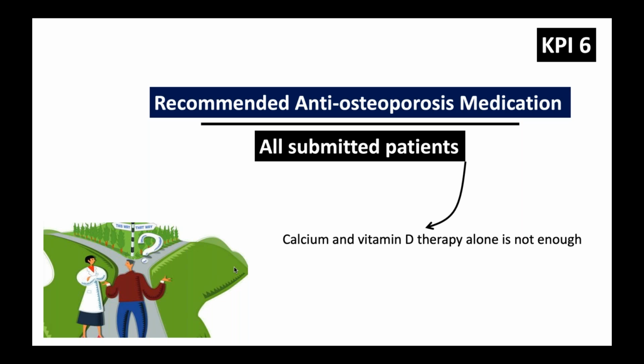So the next one is how many people are actually going to get on treatment. At the end of the day, for an FLS to work, you've got to have a large number of patients who actually start treatments that reduce fracture risk. So we have a very simple measure: how many are recommended osteoporosis medication, divided by all submitted patients. We recognize that calcium and vitamin D are really important. It's very important to make sure patients are replete, as it reduces toxicity from some therapies. But we also recognize that by themselves, calcium and vitamin D therapy is not enough to reduce fracture risk in this very high risk frail setting.